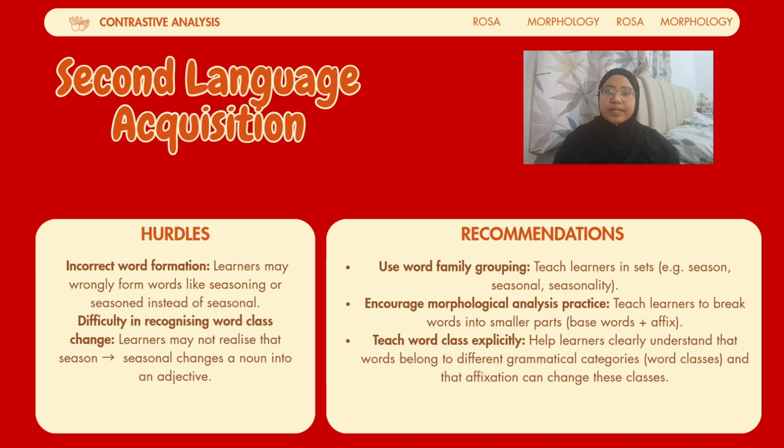Personally, I think this happens because learners often focus more on memorizing vocabulary than understanding how words are actually formed. When learning a second language, especially English, affixes can sometimes be confusing because one small change can completely change the function of the word. So to help learners overcome these difficulties, teachers can introduce words in groups such as season, seasonal, and seasonality, so learners can clearly see the relationship between the words.